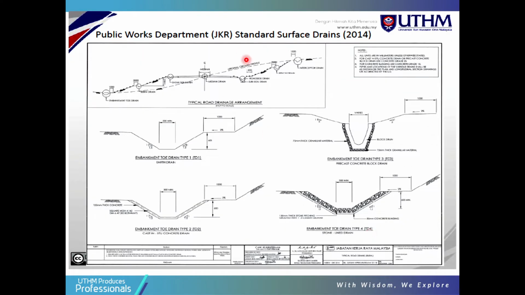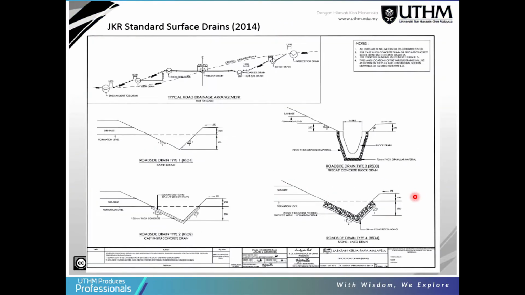This is the drawing from the JKR standard surface drain, 2014. This is the standard drawing for the drain types. This is an example that you will learn after you work inside. So the Public Works Department JKR standard surface drain shows the types of drain, with the rectangular, and this one and so on. This is the triangular drain type.